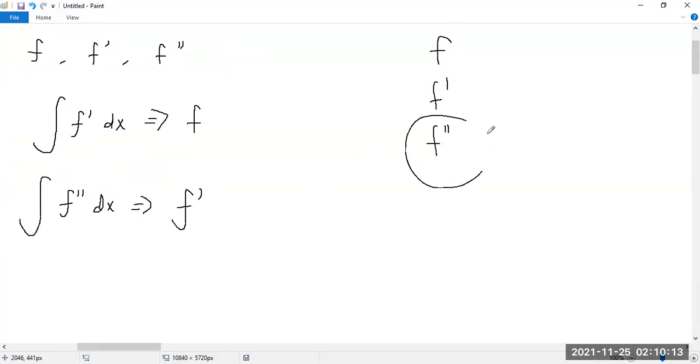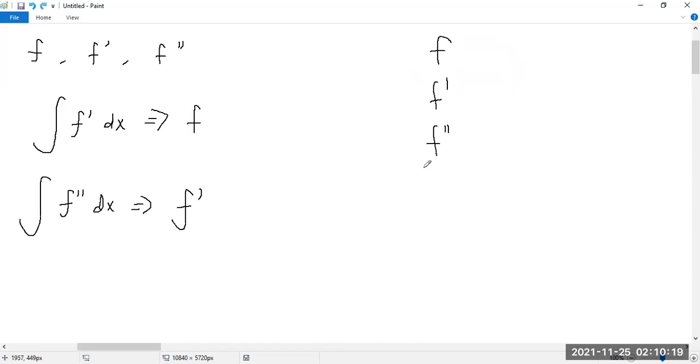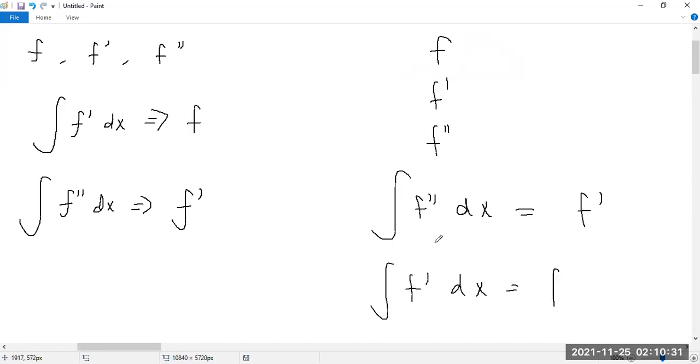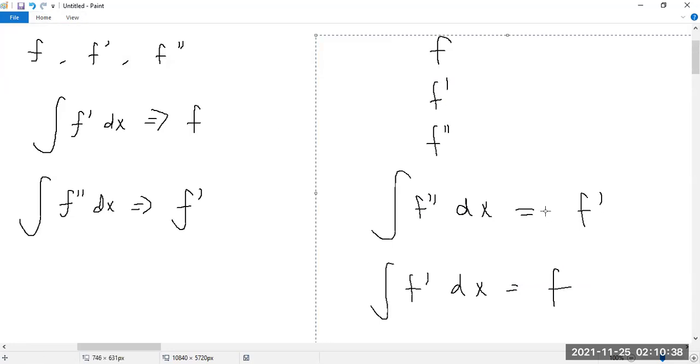So if you take the integral of this, you will get this. If you take the integral of this, you will get this. And so that's essentially how it works. So if I take the integral of f prime prime, then I would essentially get f prime. If I take the integral of f prime, I would essentially get f. And so that's essentially how that would work.